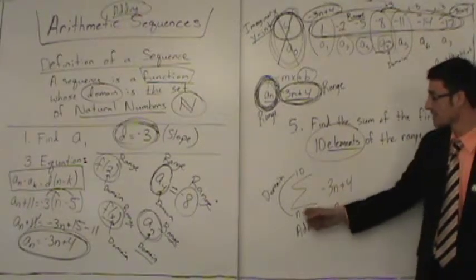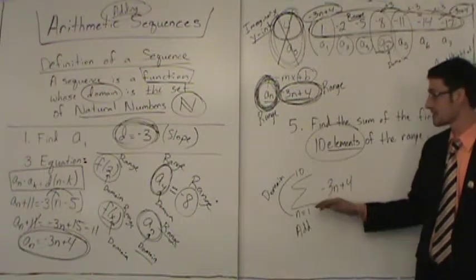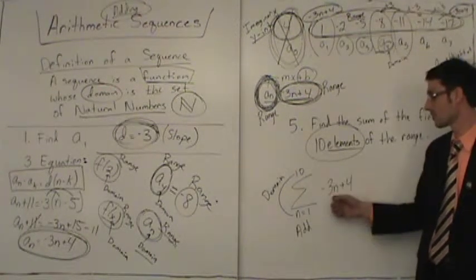1 is going in for n. 2 will go in for n. 3 will go in for n. 4 will go in for n, etc., until we get to 10. And 10 will go in for n.